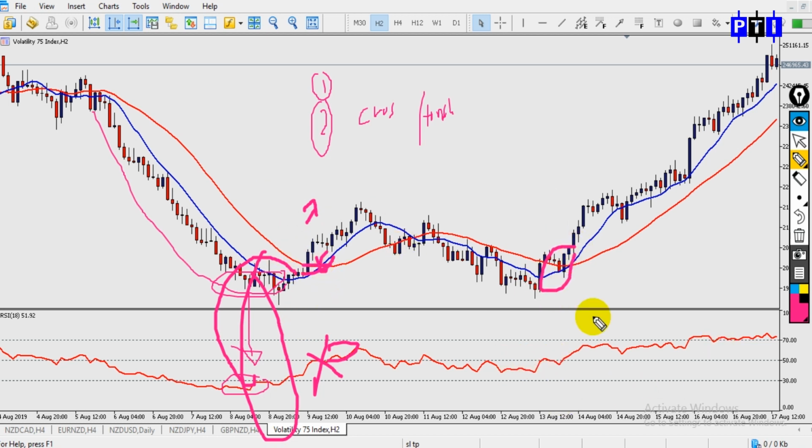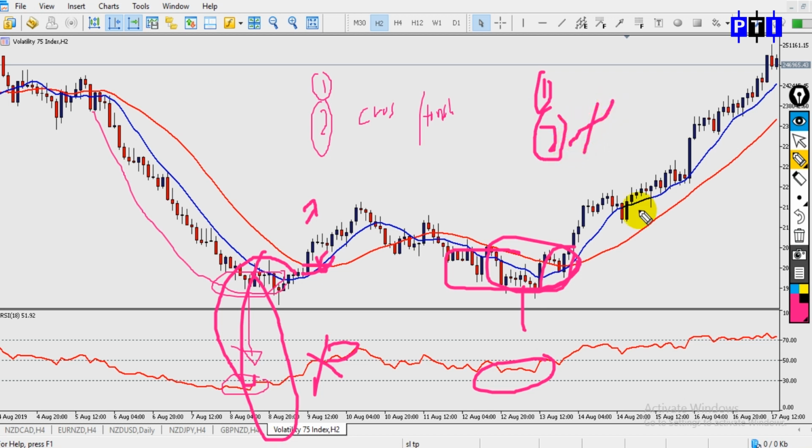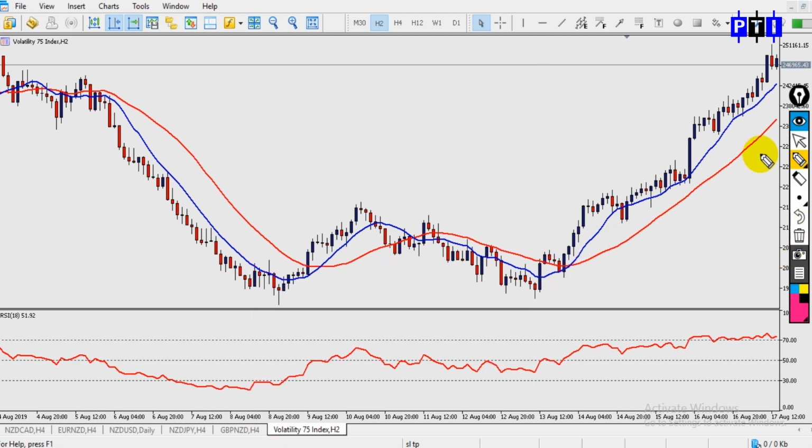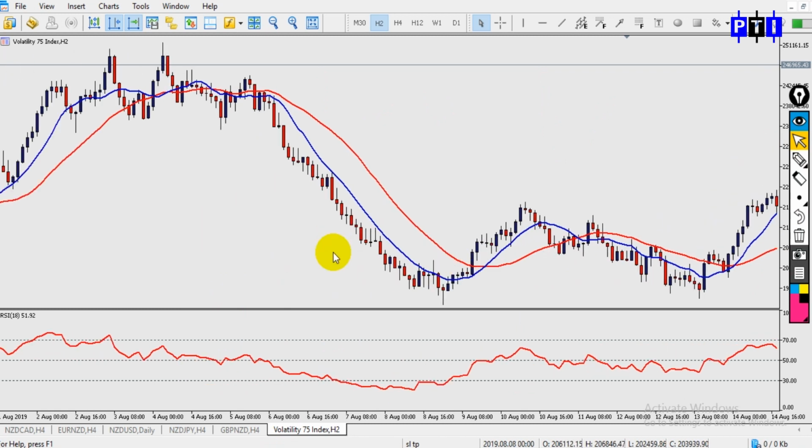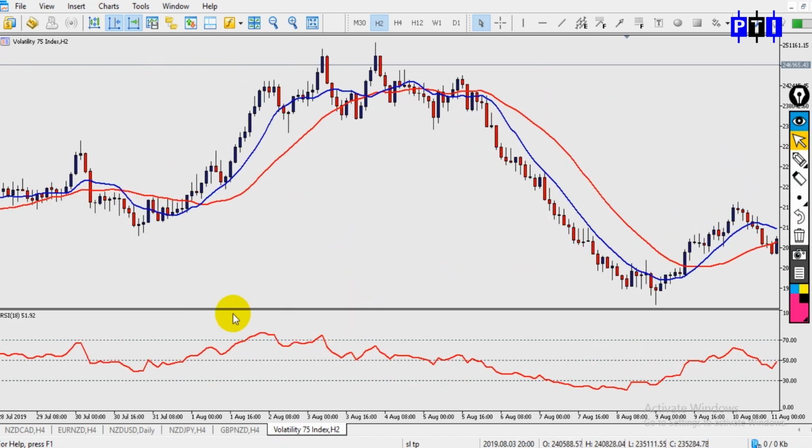Likewise here, you see the market showed some resistance, and it showed the resistance while our RSI was below 50. So that was our first confirmation, and then we were waiting for our second confirmation, which is the crossing of the moving averages. Here they crossed, then we pressed our buy button. I hope I am clear. You wait for your second confirmation, which is the cross.